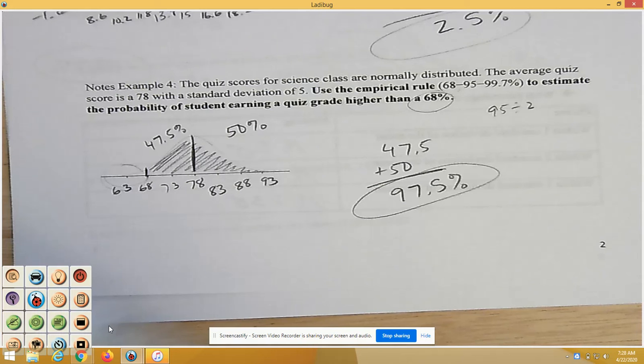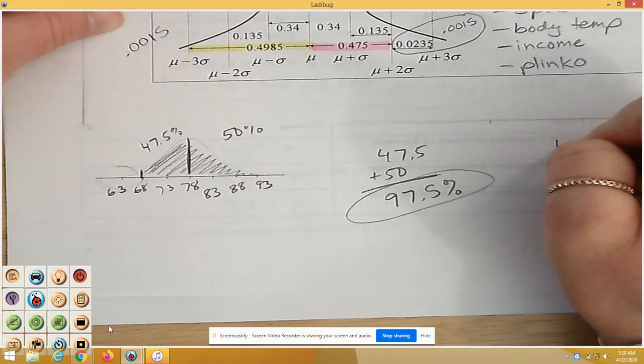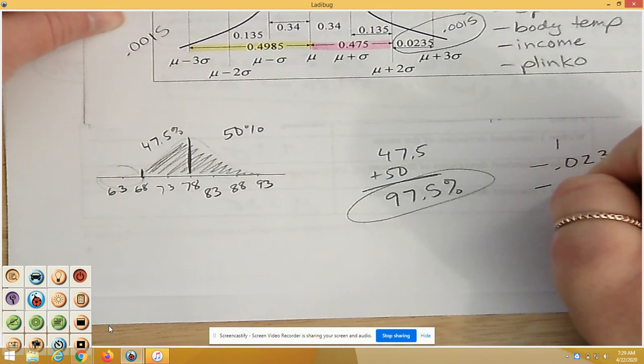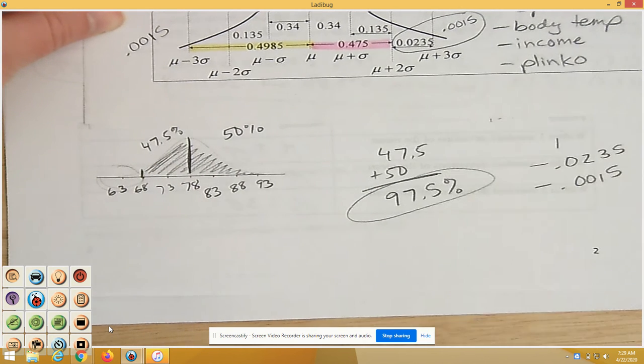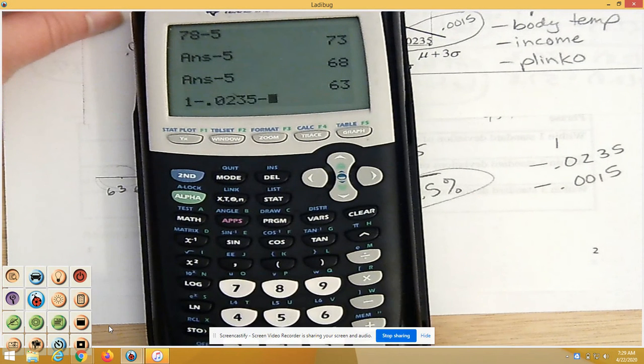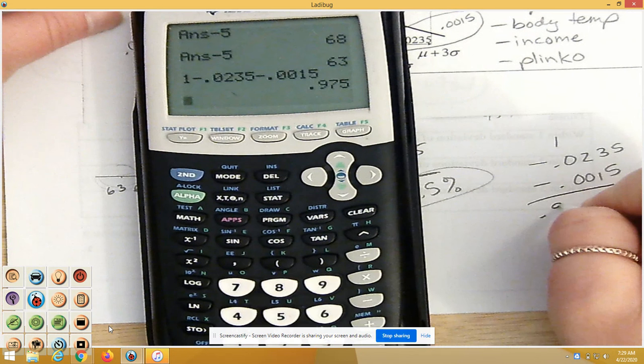and then you could have done 1 minus 0.0235, because now I'm in decimals, and then minus 0.0015. So 1 minus 0.0235 minus 0.0015, and that would give you 0.975. So that's the same thing as a decimal, and then you can multiply by 100 to get the percent. There is more than one way to answer these questions. So you can calculate your percentages a variety of different ways. You just want to use the chart as your guide.